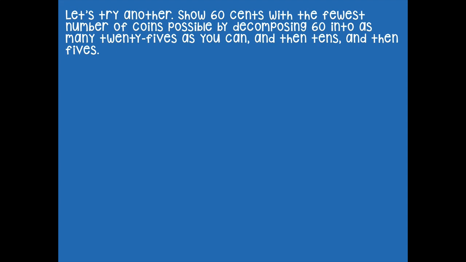So now here's another one, which is very similar to what we were just doing, but I want you to try and show 60 cents using the fewest number of coins possible by decomposing. So decomposing is just breaking apart that 60, just what we did in the last problem, into as many 25s as you can, and then 10s, and then 5s. So start with your quarters first, and then use your dimes, and then use your nickels, and use whatever you need to, but start with those quarters first. Okay, so click play when you're ready to go over it together.